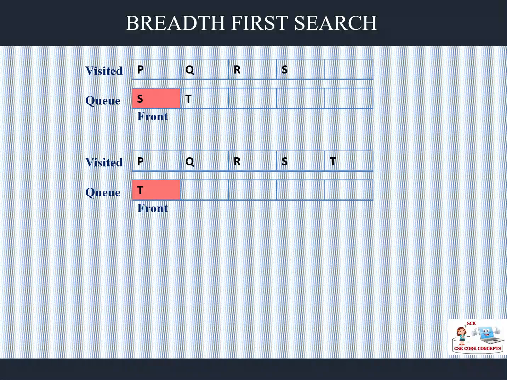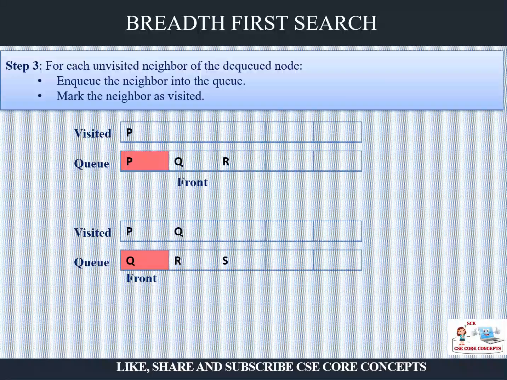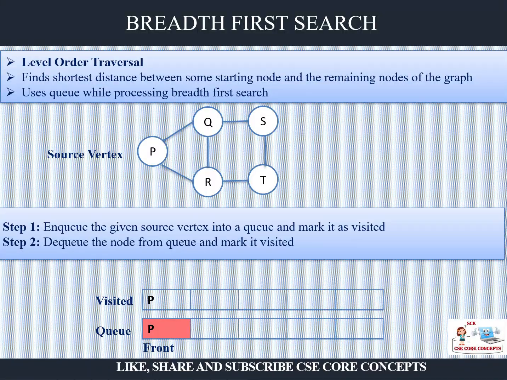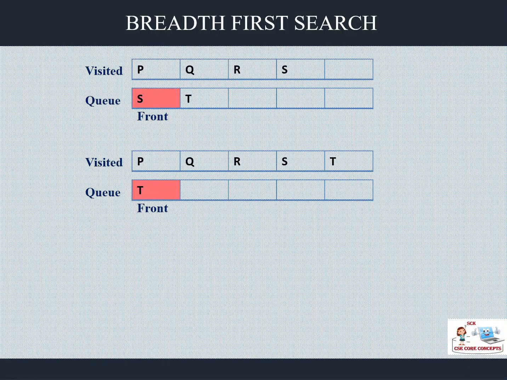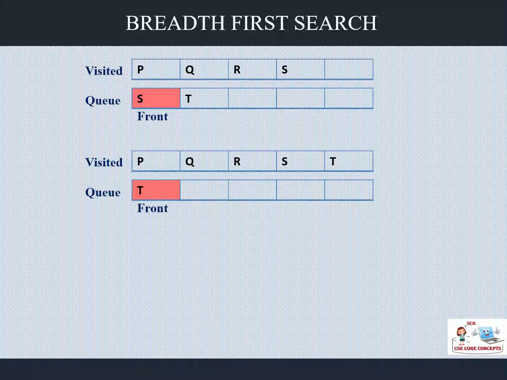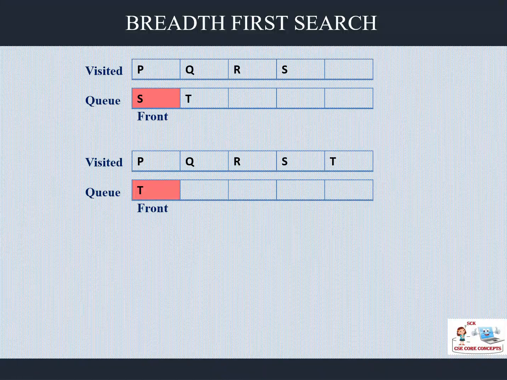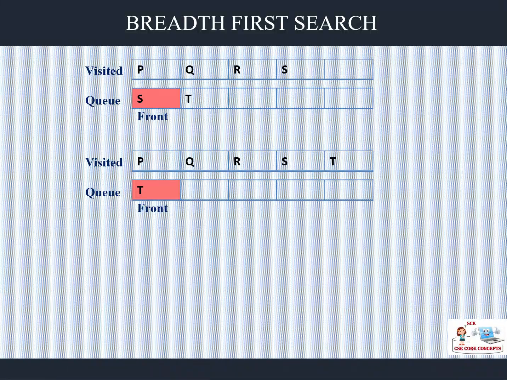Now who becomes my front element? T. Who are the neighbors of T? Let's go and check first. S and R. Both have been processed. So I have nothing else remaining here to be added. So I am going to simply dequeue T from this and mark it as visited.